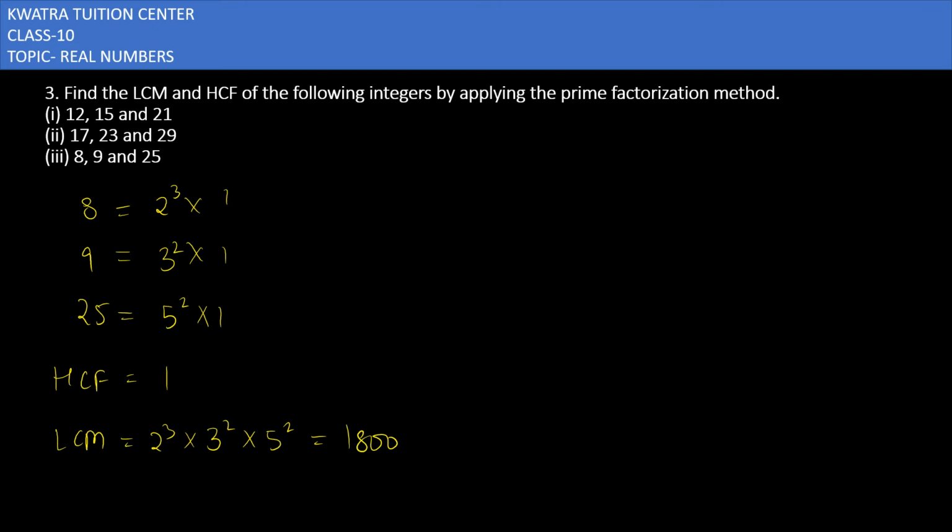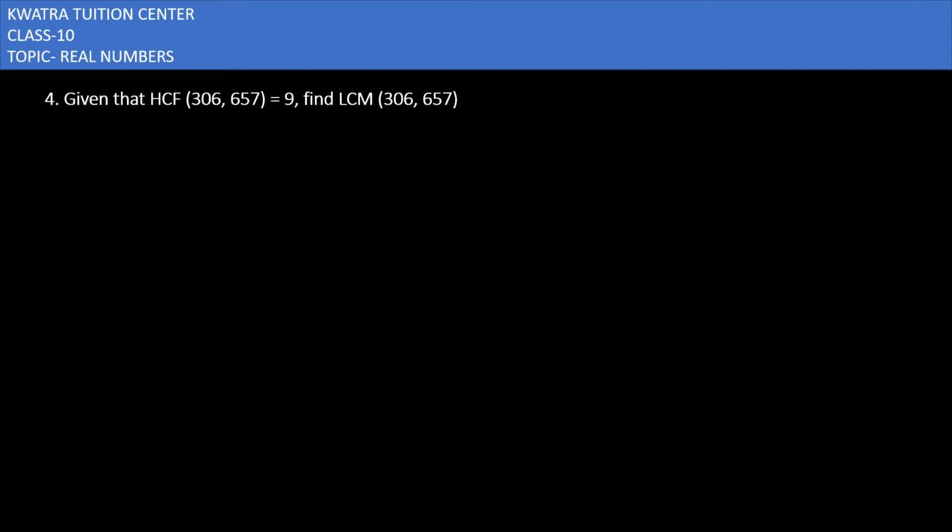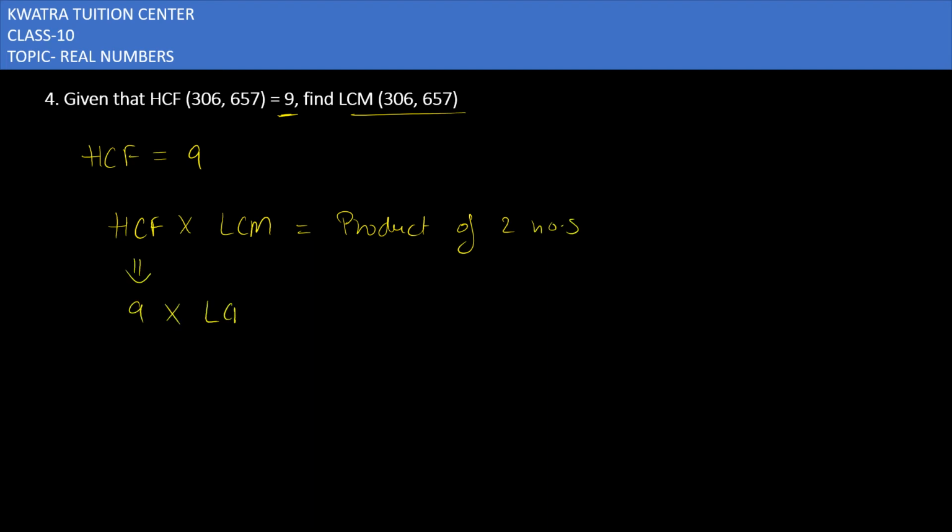Now moving to the fourth one. Now you have the fourth question. It says given that HCF of 306 and 657 is 9, we have to find the LCM. The HCF is already given to you, and two numbers are given to you. Which formula can you apply? HCF into LCM is equal to product of two numbers. What is the value of HCF you have? 9. LCM you do not know. Product of two numbers means you have to take the product of the two numbers, which are your 306 and 657.